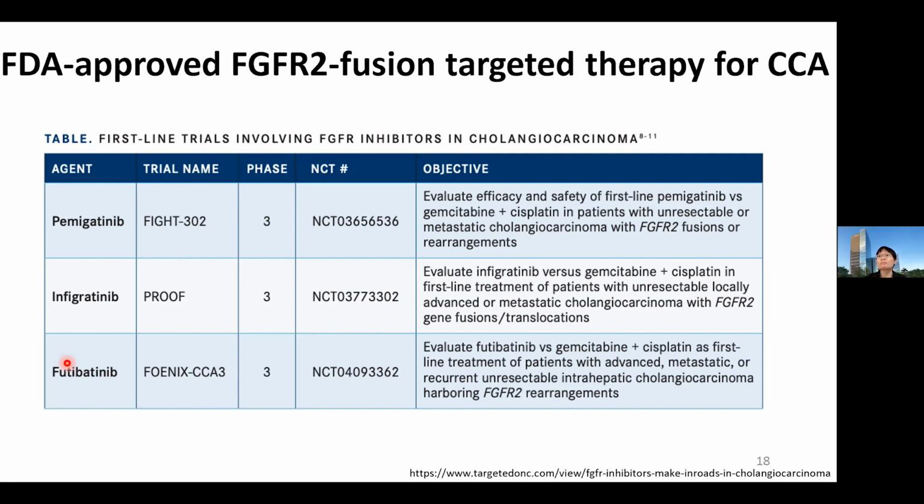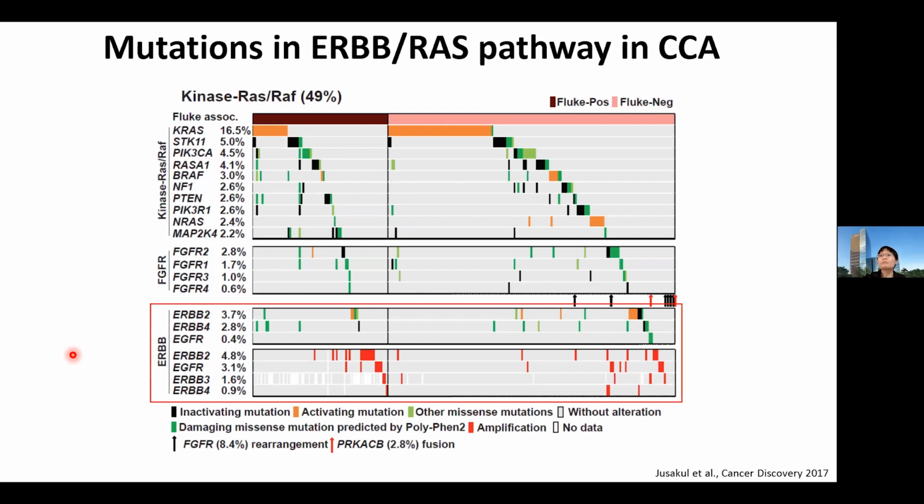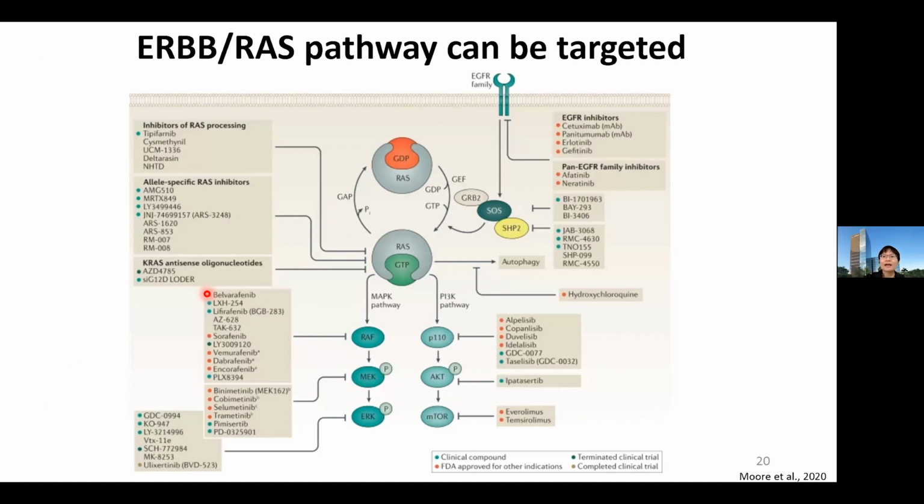Other interesting targetable pathways that we have found are the ERBB RAS pathways. The mutations in genes of this pathway make up close to 17% of all cholangiocarcinoma cases in our cohort. When we performed a literature search for drugs that target this pathway, we found that indeed there are many drugs that target the members of this pathway, and many of them, for example those in orange, are FDA approved, but they are FDA approved for other cancers, not cholangiocarcinoma. Our study shows the potential of repurposing these drugs for cholangiocarcinoma patients with mutations in this pathway.